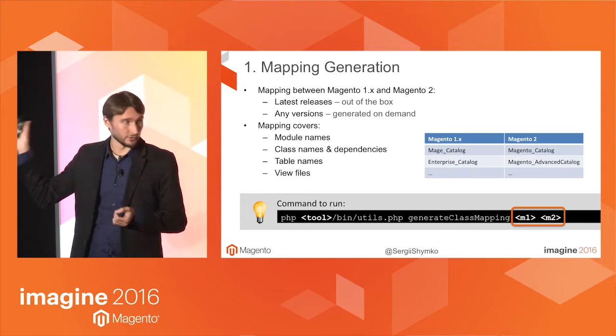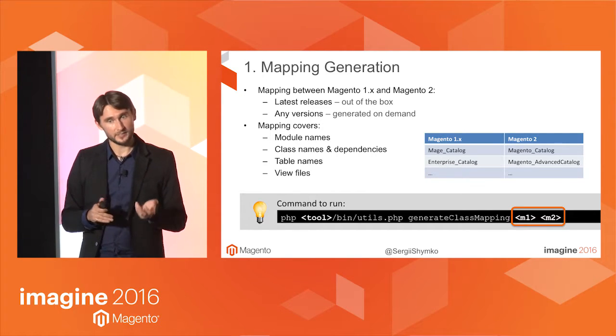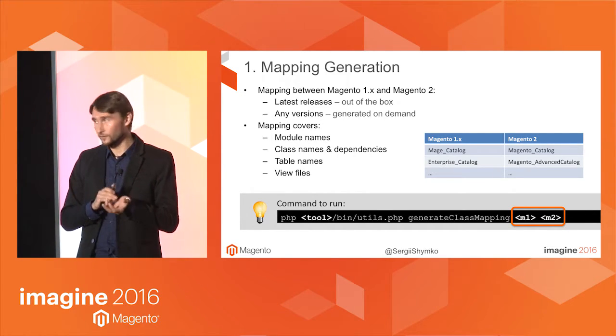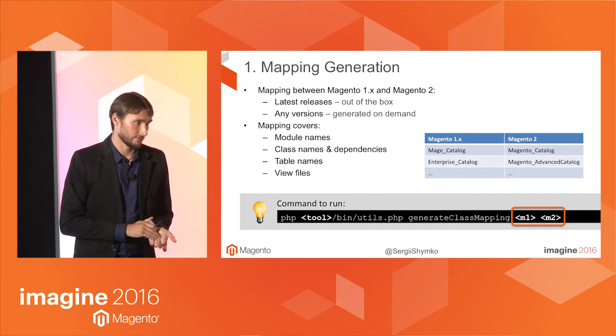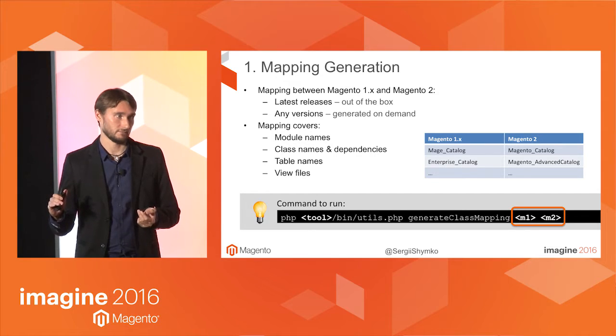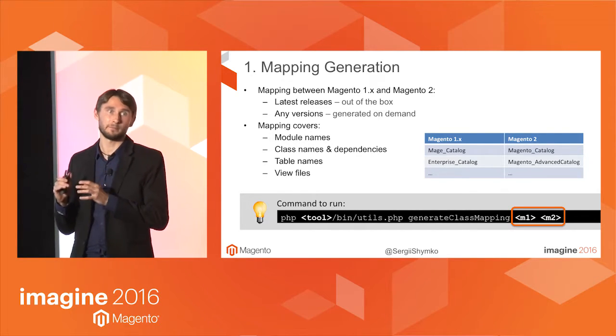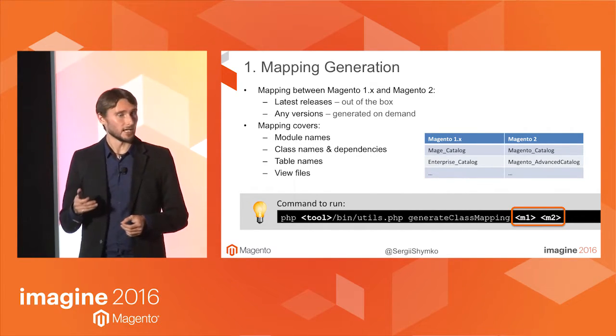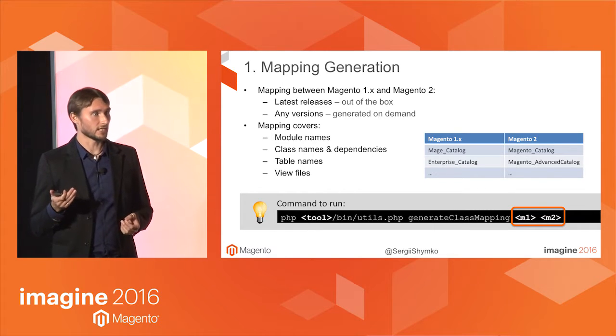It covers module names, class names, view files, and table names. And these will be different map files in the file system. Out of the box, the tool comes with pre-generated maps, so you don't really have to generate any of those maps.